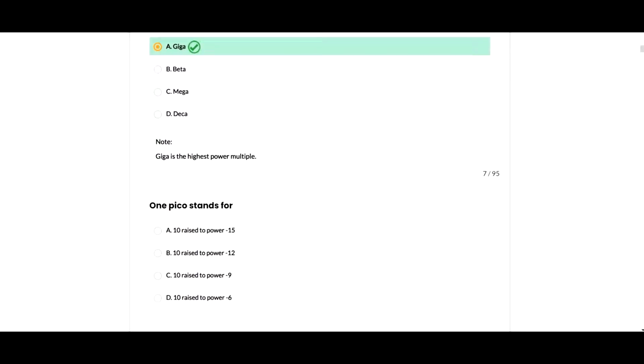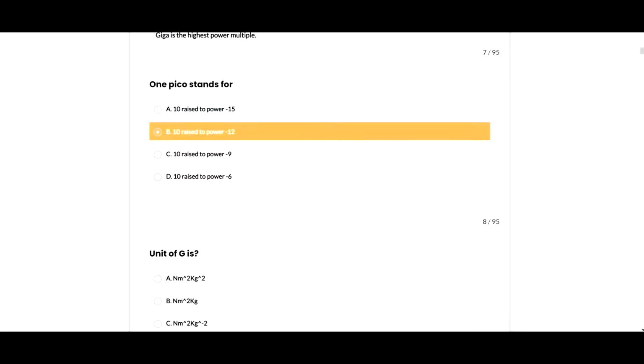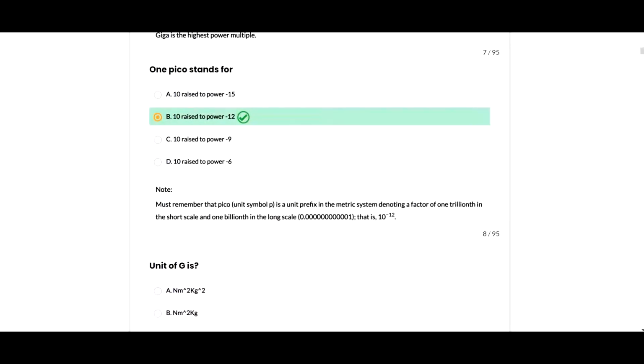The next MCQ. 1 pico stands for. Very simple question, the right answer is given here. B option is correct. The pico unit symbol P is a unit prefix in the metric system denoting a factor of 1 trillionth in the short scale and 1 billionth in the long scale, which will be 10 raised to power minus 12, which shows that here B option is correct.